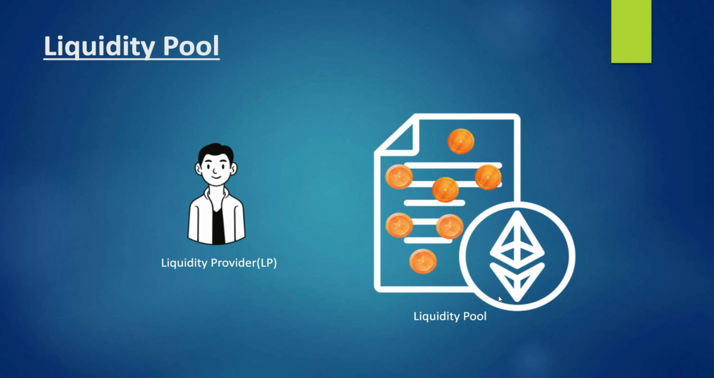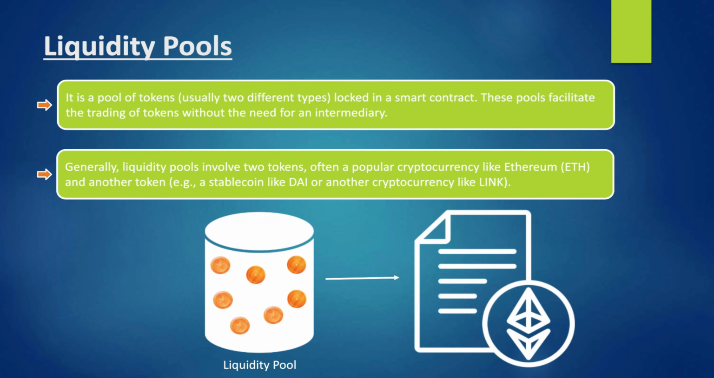So we have a smart contract, and this smart contract consists of the tokens. So if I have to summarize all this, and then I will show you the real life example, it is a pool of tokens locked in a smart contract. These pools facilitate the trading of tokens without the need for any intermediary. So this is the best part of liquidity pools. We do not require any central authority who monitors the liquidity pool. Everything is done using the smart contract. And this is the beauty of decentralized finance, right? We discussed it earlier as well.